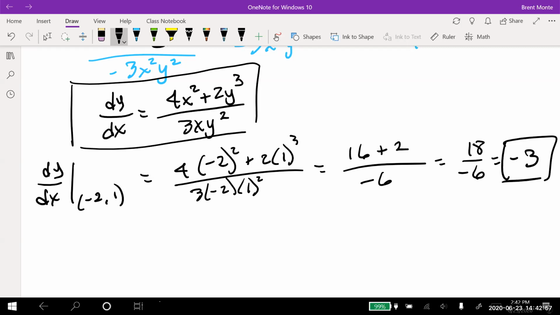All right, so that one came out nice. A lot of times it won't come out as nice, but that one did. The dy/dx doesn't look very nice, but when I plugged in that point, it came out nicely. Okay, that's most of it.